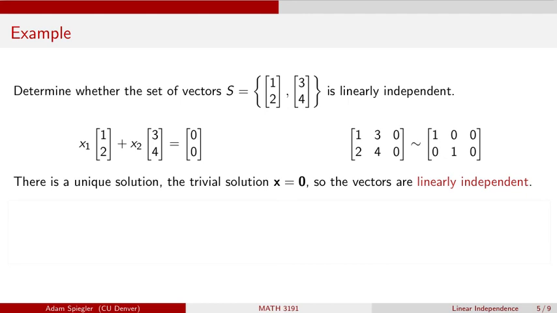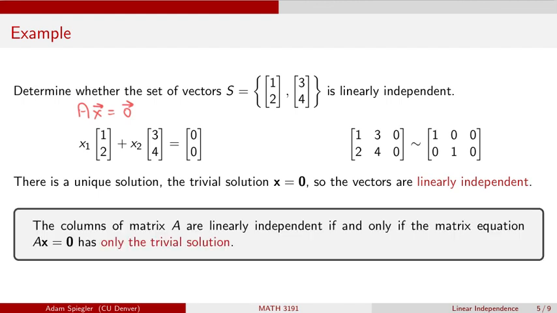We could restate this in terms of matrices by looking at the corresponding matrix equation AX equals 0. From looking at the equivalent matrix side of things, we can see that the columns of a matrix A are going to be linearly independent if and only if the corresponding homogeneous matrix equation AX equals 0 has only the trivial solution.